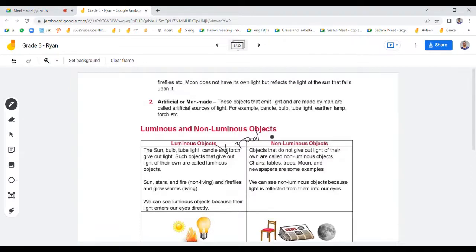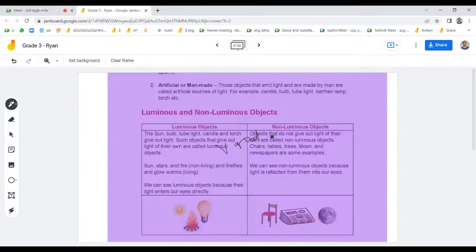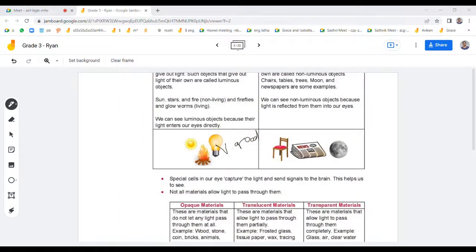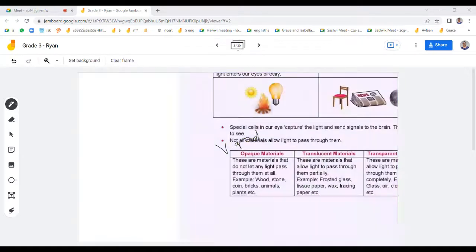Now study the non-luminous objects. Read this one. Objects that do not give out light of their own are called non-luminous objects. Chairs, tables, trees, moon and newspapers are some examples. We can see non-luminous objects because light is reflected from them into our eyes. Now you can differentiate between luminous and non-luminous objects, right? Go to the next page.